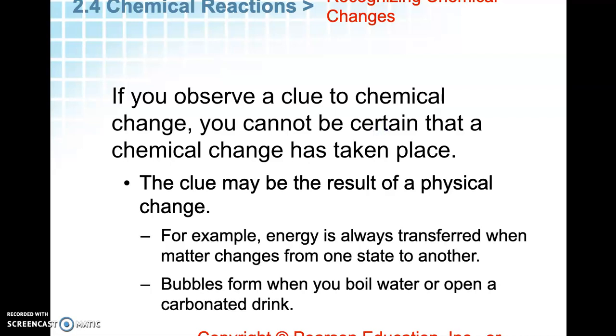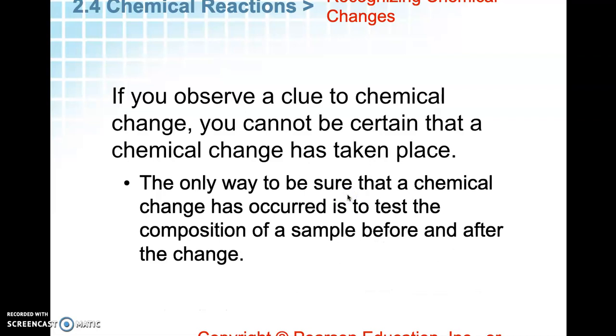And there it is. Or if you open a carbonated drink, right? You open up a pop, and the bubbles that form, it's not a chemical change. So bubbles, it's a clue, but it could be a physical change. You have to always gather as much information as possible before you make your prediction. The only way to be sure is to know if you get something brand new, right? So you test the composition before and after the change, and if it's something brand new, then it is a chemical change.